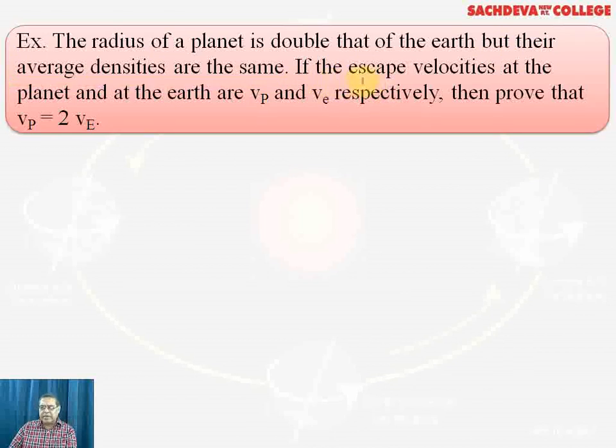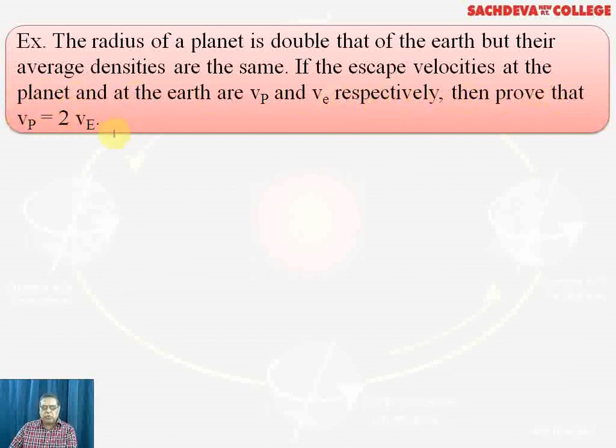It means the material constituting Earth and the material constituting the planet are the same. So their densities are the same. Rho is the same for both planets. If the escape velocities at the planet and at the Earth are Vp and Ve, where Vp means escape velocity at the planet and Ve stands for escape velocity at Earth, and the escape velocity at Earth is known, 11.2 kilometers per second, then prove that Vp is equal to 2Ve.